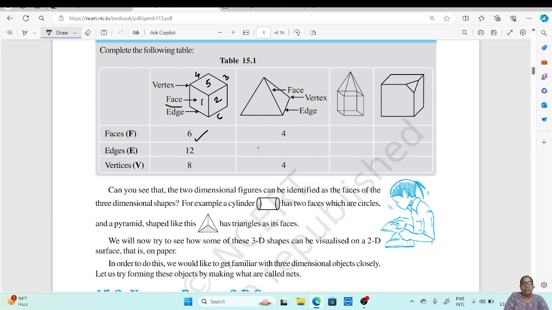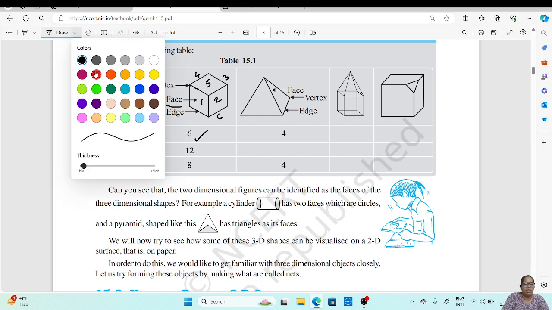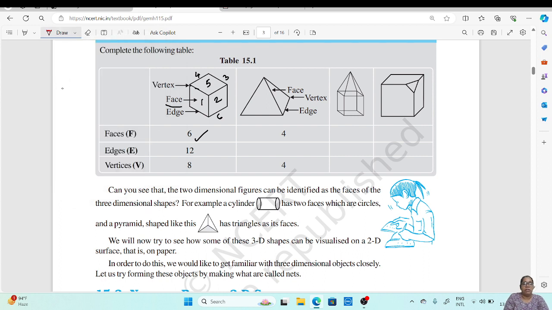Now let's see edges. So they say that there are 12 edges. Now let us see how many edges there are. So this is one edge, then this is two, three, four, five, six, seven. Another one here, it will be eight, nine, ten, then eleven and twelve. So there are a total of 12 edges for a cube.